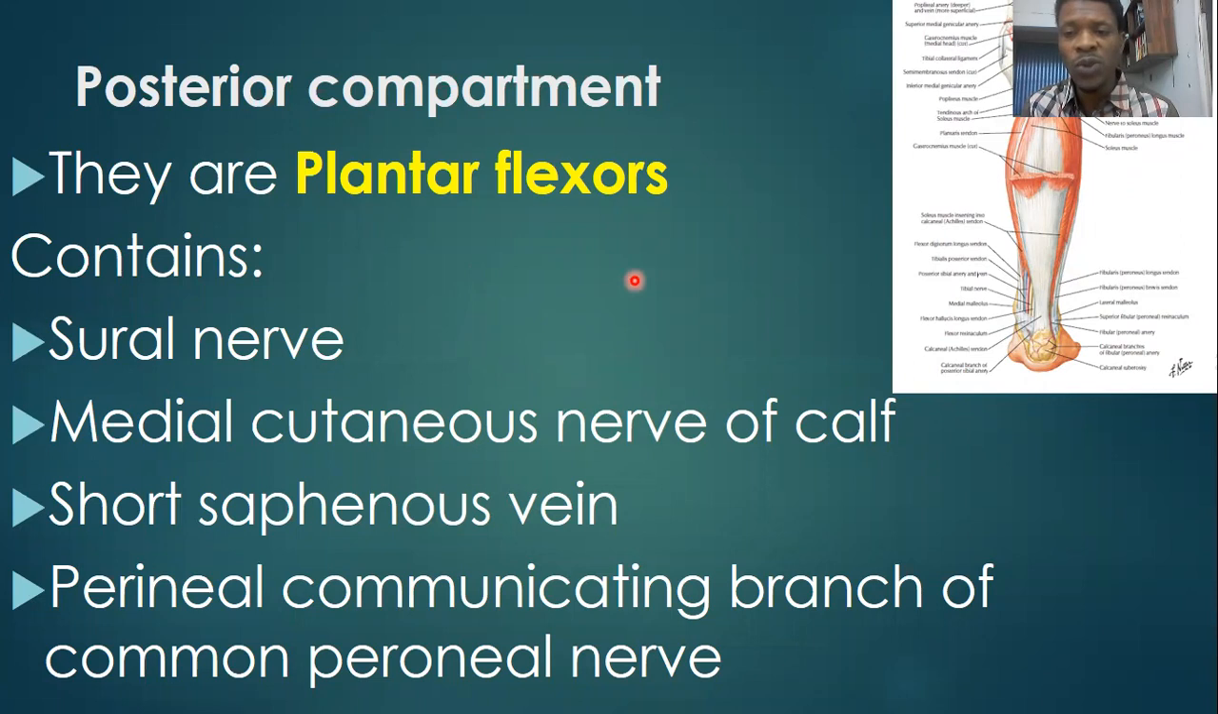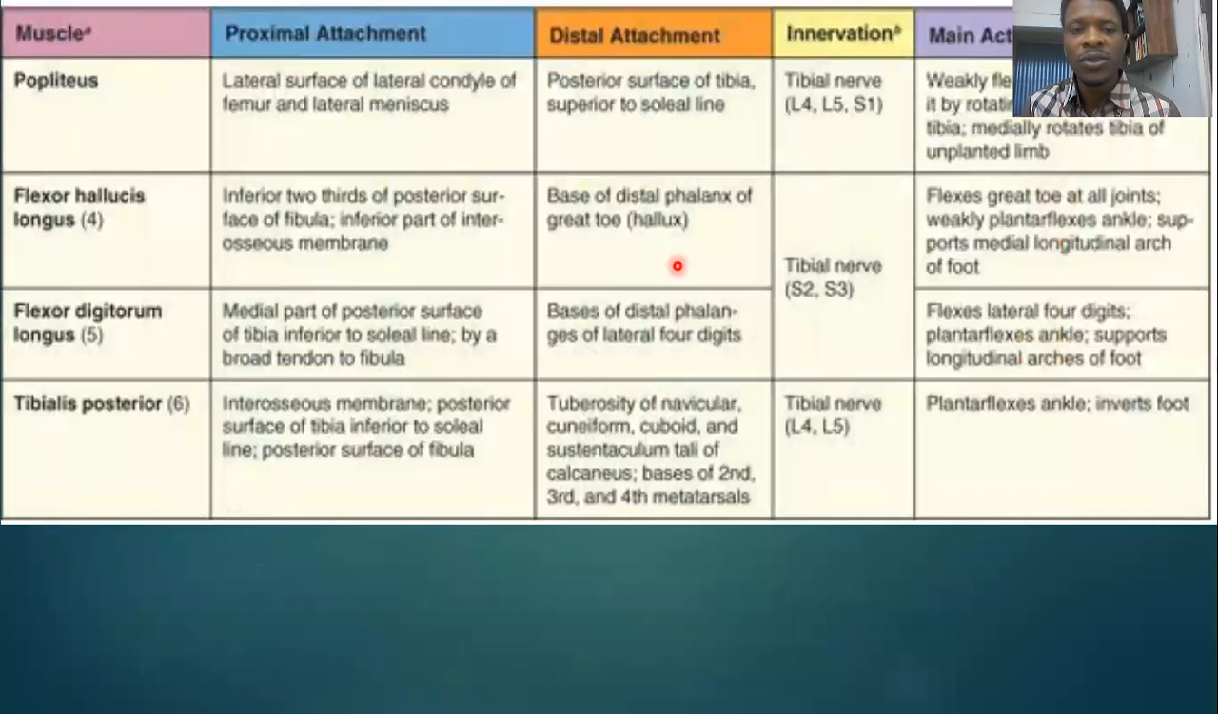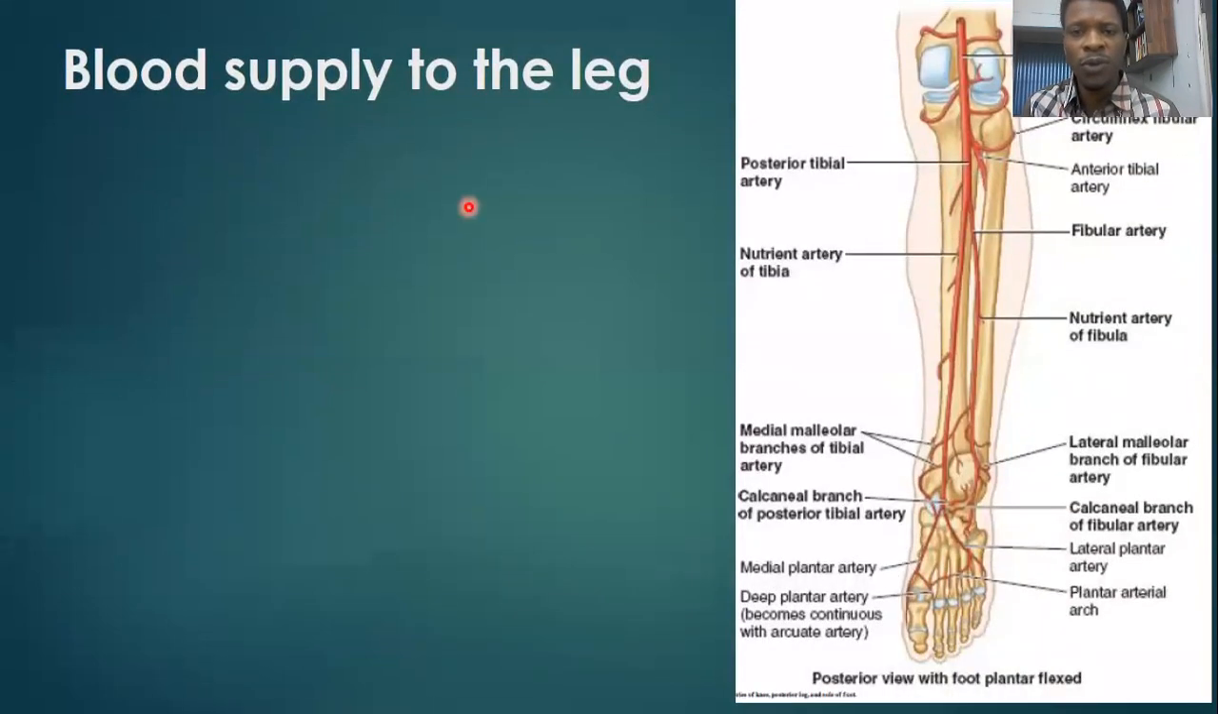which would eventually empty into the popliteal vein, and we also have the peroneal communicating branch of the common peroneal nerve. So this is a tabular format showing you the different muscles and their origin and insertion. It's good you look at them carefully. So let's move on because of time.